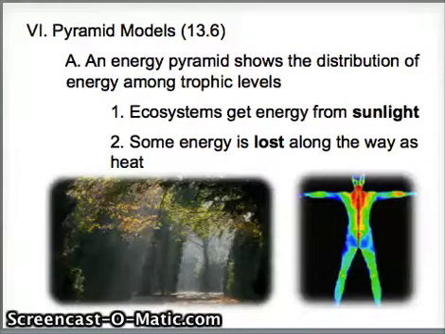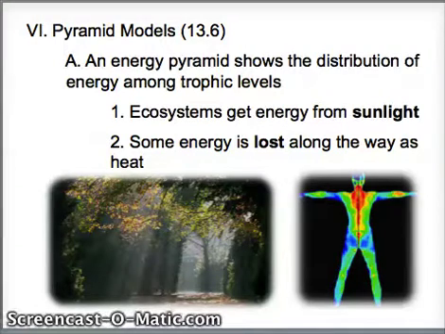So that's really the depth that I want you guys to know about biogeochemical cycles as well as the hydrological cycles. But now we're going to talk about some other models that we can use in ecology, pyramid models. So an energy pyramid shows the distribution of energy among trophic levels. And if we remember trophic levels, these are feeding steps, or think of it like a food chain, but in the format of a pyramid.